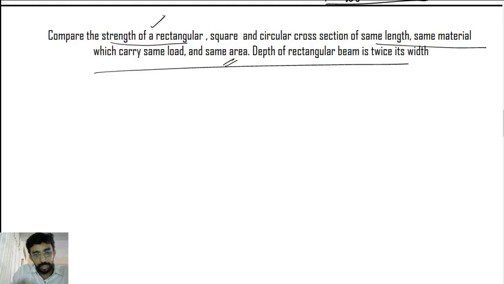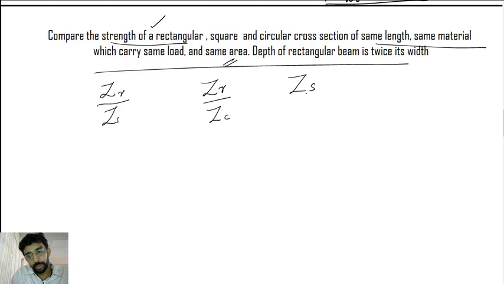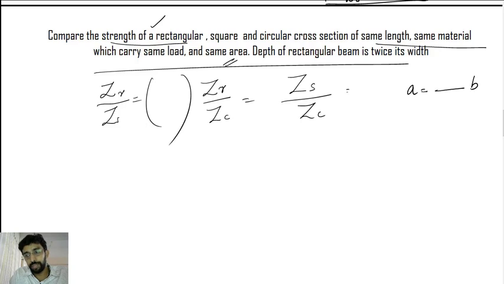I have already told you in the section modulus that if we are asked to compare the strength, we can compare the Z of rectangle divided by Z of square. We can compare the Z of rectangle to the Z of circle, or we can even compare Z of the square to Z of the circle. So this is what they have asked us to compare, and in order to do this, we have to get the physical relations. What is the value of A in terms of B, what is the value of diameter in terms of B, or what is the value of diameter in terms of A.